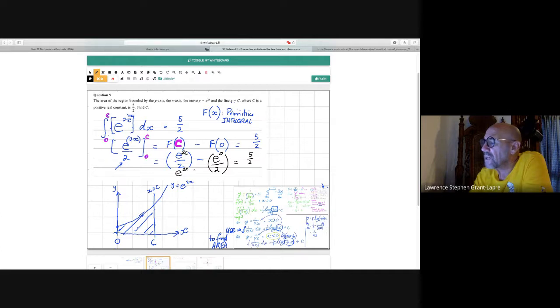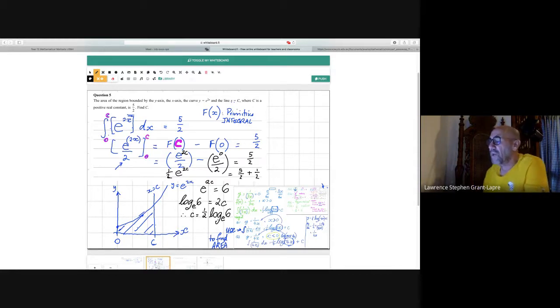So we get e to the power of 2c over 2 equals 5/2. Bring that across to be plus 1/2 because e to the power of 0 is 1. And we get 3. Take the 2 across. So we get e to the power of 2c equals 3 times 2, which is 6. Now the log of 6 to base e is equal to 2c. Therefore c equals half of log of 6 to base e. And there we have the value for c. C is log of 6 to base e divided by 2.